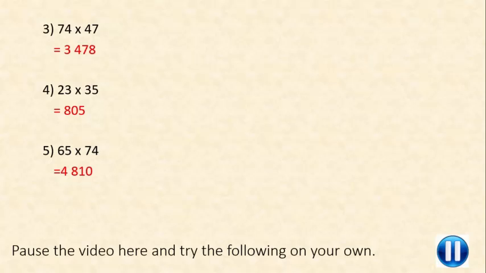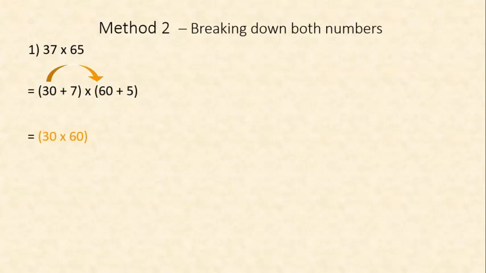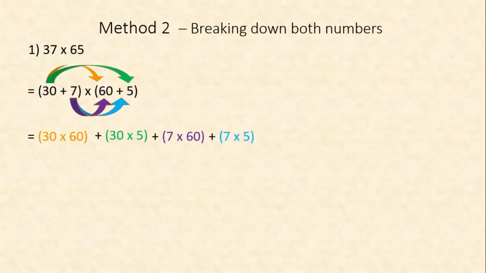Here are your answers. Method 2. Breaking down both numbers. Number 1. 37 times 65. We break down 37, 30 plus 7 times 60 plus 5. Our first step in this method is to say 30 times 60 and place that in its brackets. Then we will add 30 times 5 in its brackets, 7 times 60 and 7 times 5.